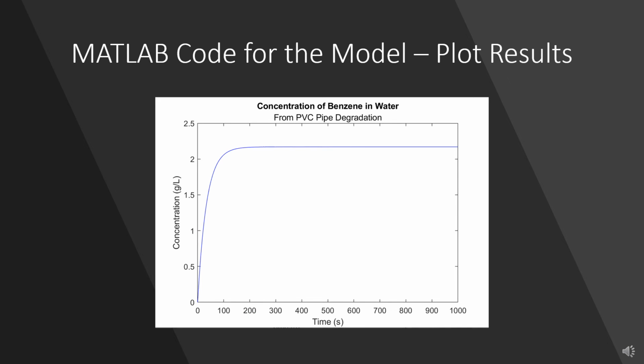Sure, we can write the code for the model, as well as establish any equations we might need. But what does the model look like visually? What are the outputs of the code we have written? What you see on the screen before you is the plotting results of the plotting codes as established in our model previously. As you can see, the labeled plot for the concentration of benzene in water due to the PVC pipe degradation follows a very quick logarithmic growth that plateaus at its saturation value of 2.17 grams per liter. This is represented by the blue line on the plot.